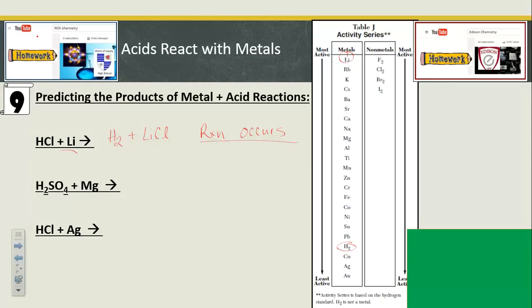H2SO4 and magnesium. Let's use a different color here. Magnesium. So what you do is you find magnesium on the chart and compare it to where hydrogen gas or the acid is. Magnesium is more active, so it will react. So we make H2 every time, and the salt, MgSO4, magnesium sulfate. So the reaction occurs.